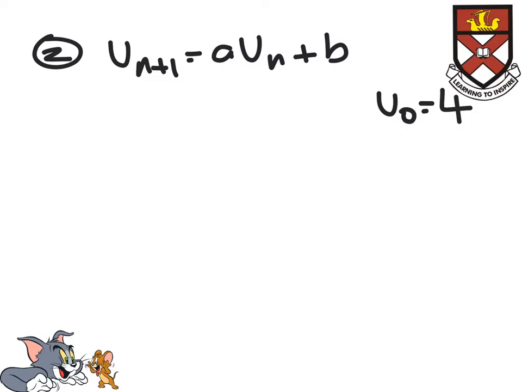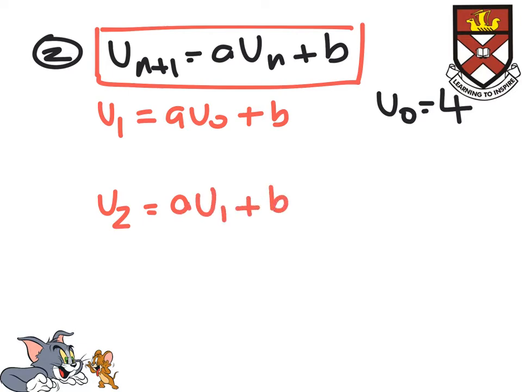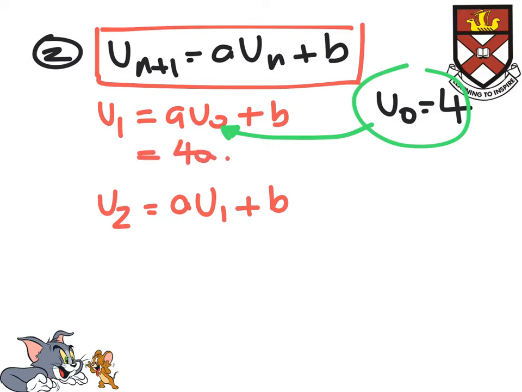Second question, the recurrence relation. Now, the recurrence relation, which we're given as u(n+1) = a·u(n) + b, if I put some numbers in there, that means that u1 is equal to a times u0 plus b. It means that u2 is equal to a times u1 plus b, and so on and so on. Now, fortunately for us, the question tells us what u0 is. It tells us that u0 is 4. So I'm just going to plug that in there. So my u1 actually becomes a times 4, or 4a, plus b.